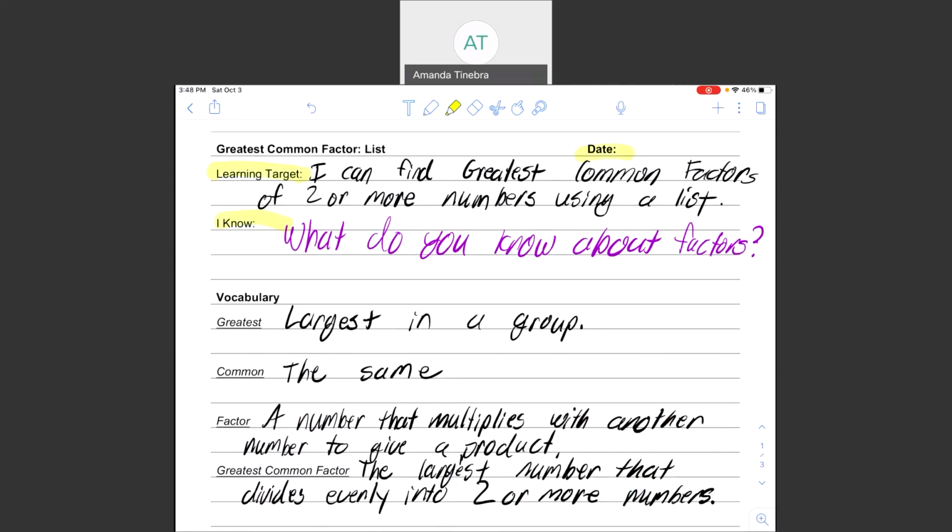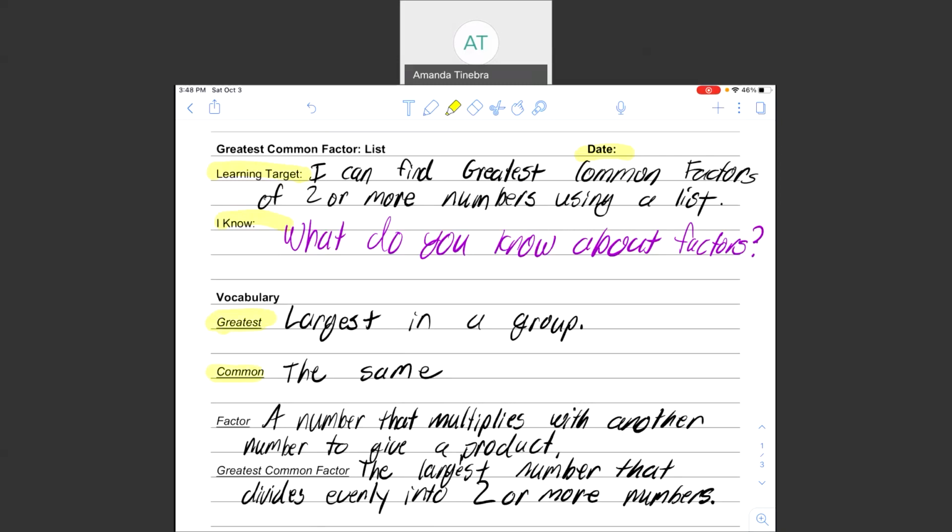Maybe you don't know anything about greatest common factors, but you know about factors because we talked about those on our prime factorization video, so you could write what you know about factors. Then continuing to our vocabulary, we have 4 vocabulary words today. Our first word is greatest, which maybe seems like a silly vocab word, but the definition of greatest is the largest in a group. So make sure you write that down.